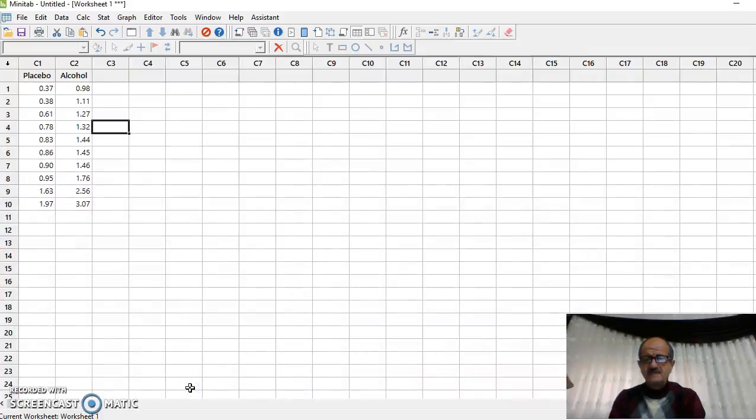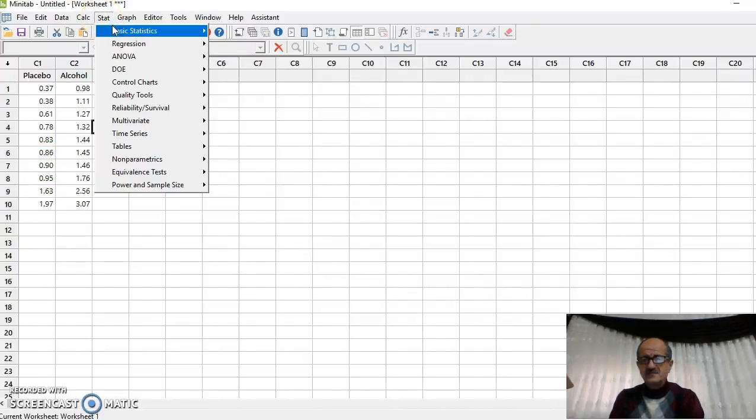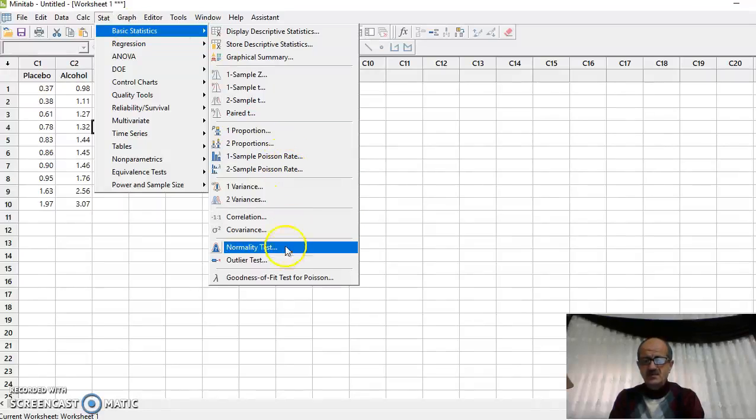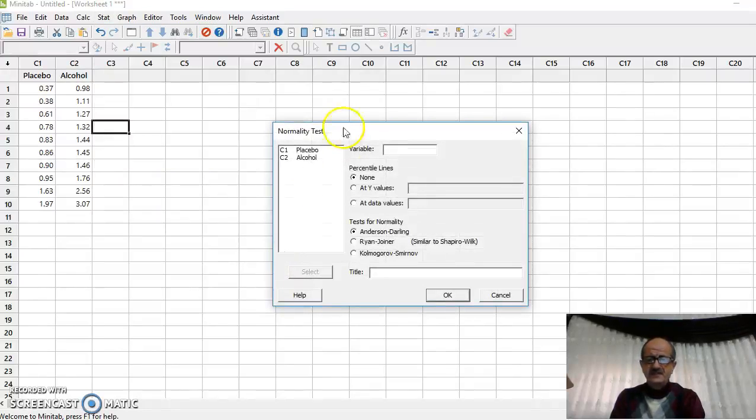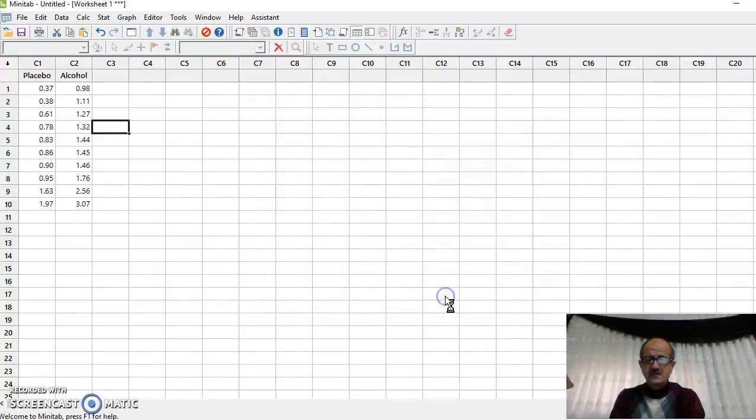Here is our data again. We entered the data for both independent groups, placebo and alcohol. First of all, we need to test for the normality of each group. We go to statistics, basic statistics, normality test. We enter variable 1 and use this test.